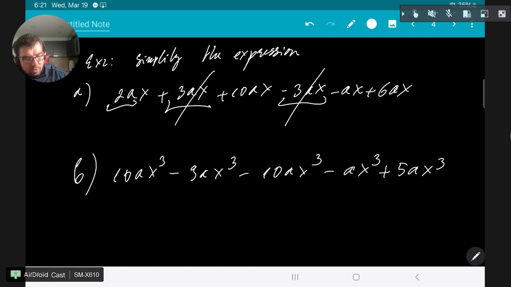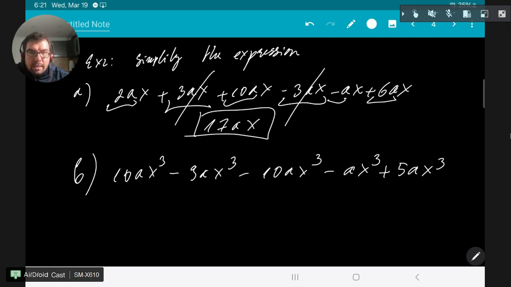Add the coefficients. 2a plus 10a will be 12a, plus 6 will be 18a, minus 1 will be what, 17ax, right? And this is my answer, 17ax. 2 plus 10 is 12, plus 6 is 18, minus 1 is 17. What about the next one? Do I have any opposite monomials? Yes, 10 and minus 10 will cancel here.